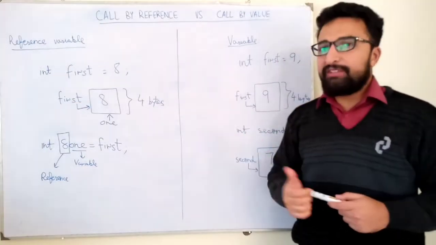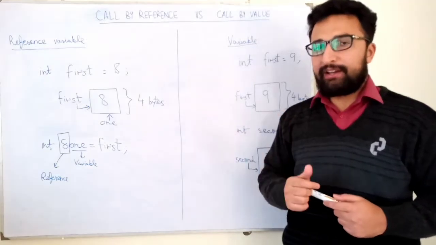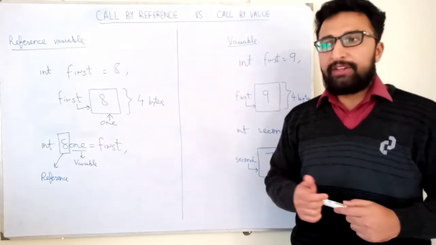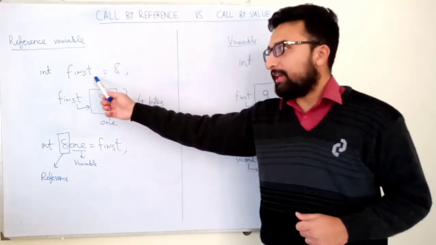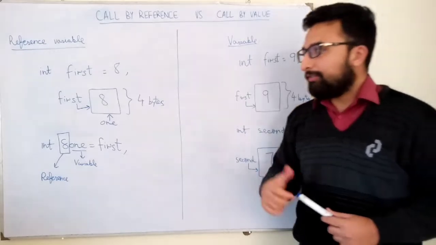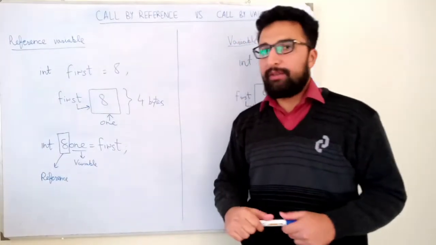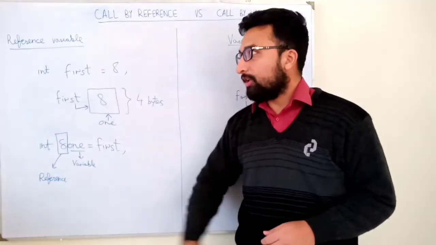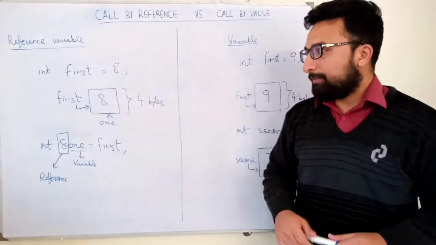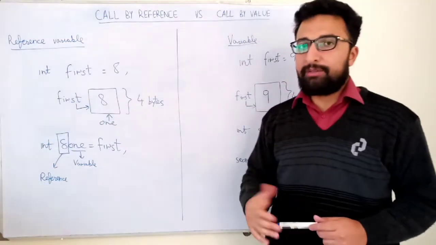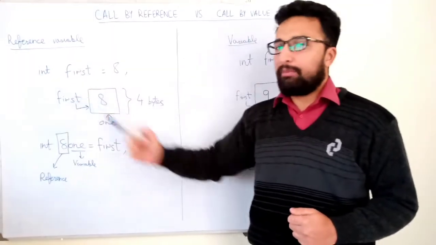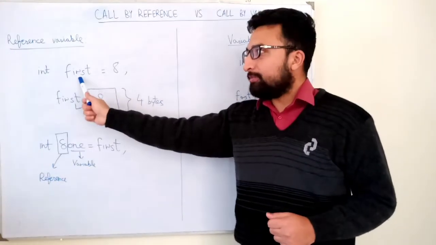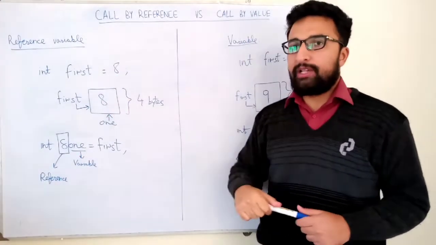However, when we define a reference variable, it will be a little bit different from the definition that we do for simple variables. This was our simple variable, defined just like these two. When we define a reference variable, we have to put the ampersand sign along with the variable name or the data type name. For example, when defining a simple variable, we just write int, the name of the variable, equals some value. So this particular variable was initialized to the value 8.